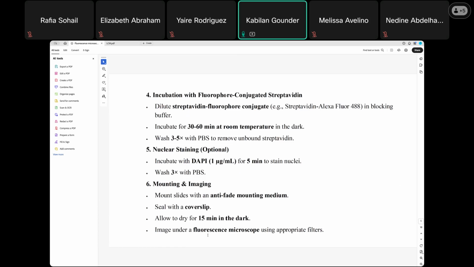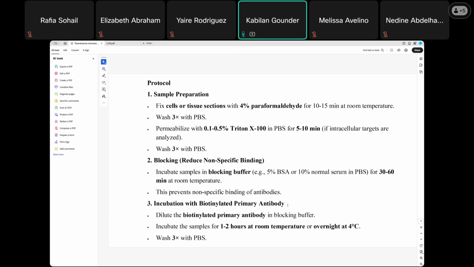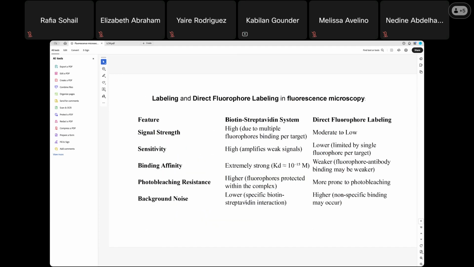Similarly, with the same protocol we discussed previously, instead of incubating the biotinylated antibody, the antibody is directly conjugated to the fluorophore. Okay, so now you have two different approaches. What is the advantage of biotin-streptavidin conjugates when compared to direct fluorophore labeling?